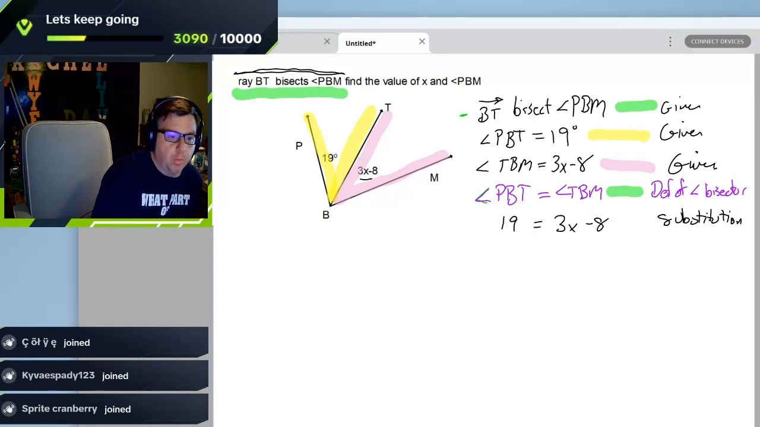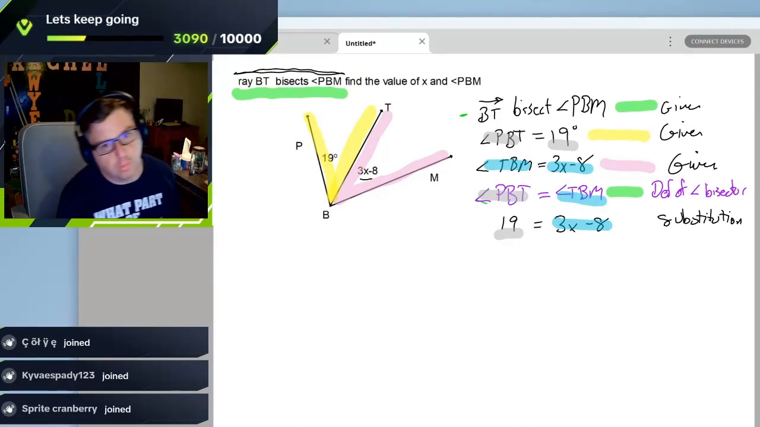And all we're doing when we do this substitution is we're looking at what is PBT. Let's highlight it with gray. How can I look at PBT? What is PBT? PBT is 19. So that's what I plugged in. Then we go to TBM. What is TBM? TBM is 3x minus 8, and that's where that comes from. Just trying to highlight some of these things and let you know where they're coming from.